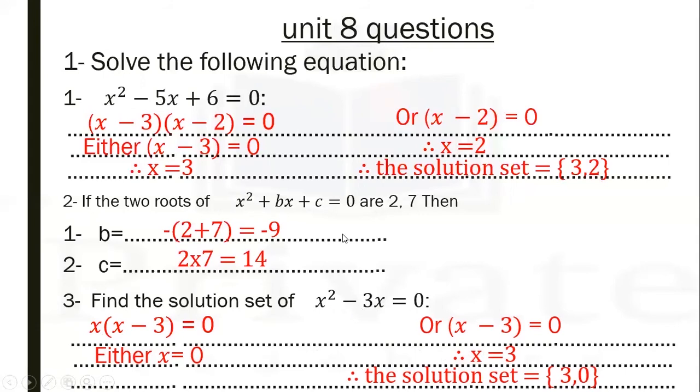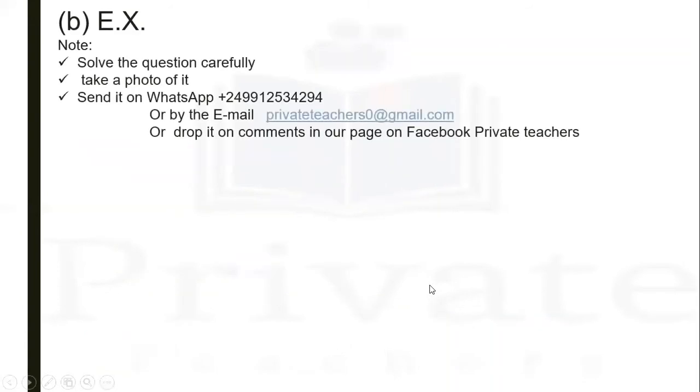So in all cases of second degree equation, we just factorize the left side. No matter the type of factorizing, here this is the second degree expression, and here the common factor. We find the answer. Finally, the exercise. Again, you can solve the exercise. Take a photo of it, then send it on WhatsApp or by email.